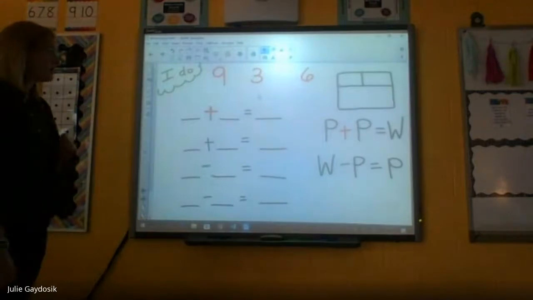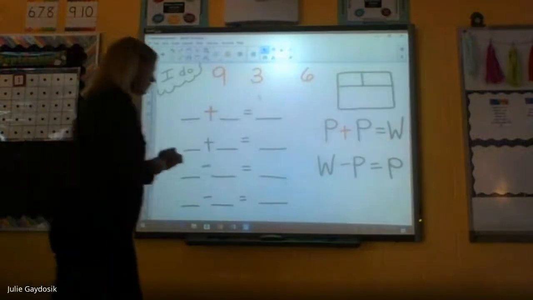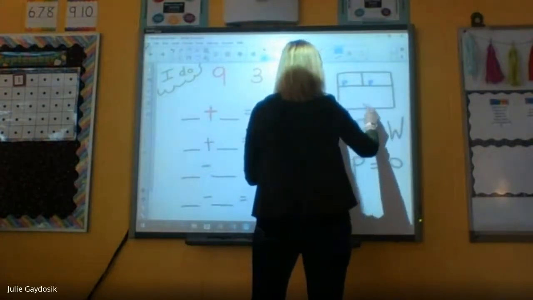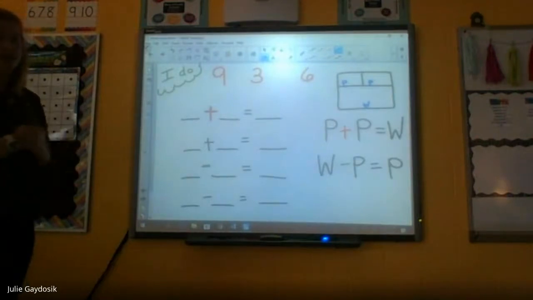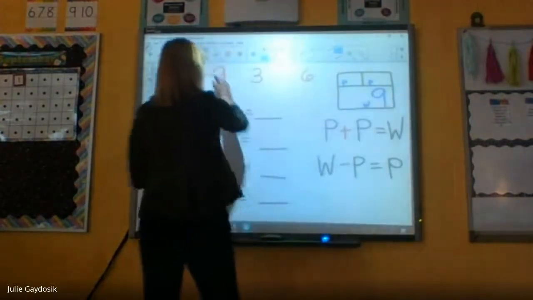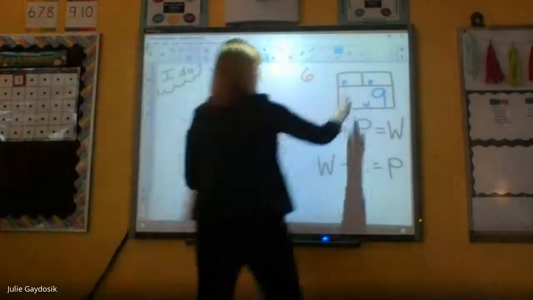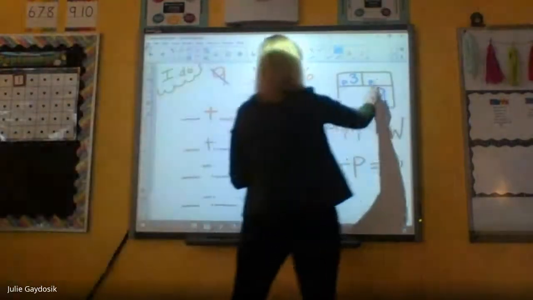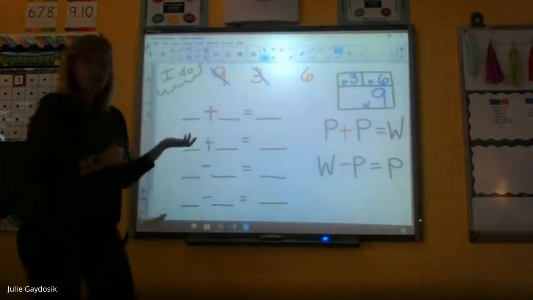You understand part plus part equals whole, and whole minus part equals part. So my numbers are 9, 3, and 6. We find our whole number first, okay? Don't forget, this is a part, this is a part, and this is a whole. So where's my whole number? Which one is it? 9, 3, or 6? That's right, it's 9. So I'm going to put 9 in my whole box. And then what's one of my parts? 3. And what's one of my other parts? 6. Perfect. Now, I'm going to do my addition equations first, okay? Because they're going to be the easiest.